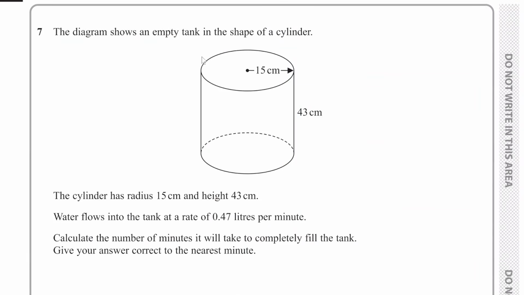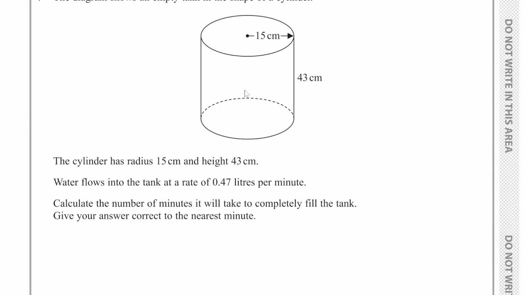Question 7. The diagram shows an empty tank in the shape of a cylinder. We've got a radius of 15, height of 43. Water flows into the tank at a rate of 0.47 litres per minute. How many minutes does it take to fill the tank? So we need to work out the volume.